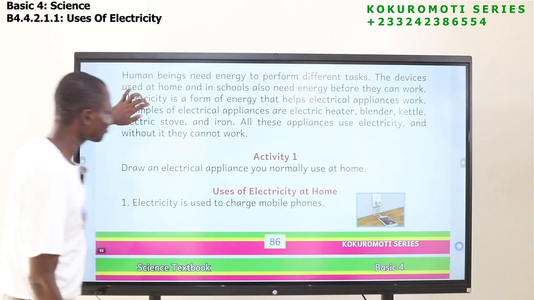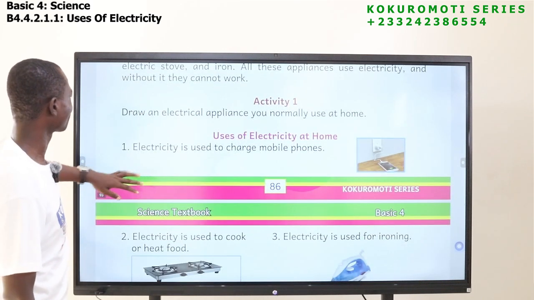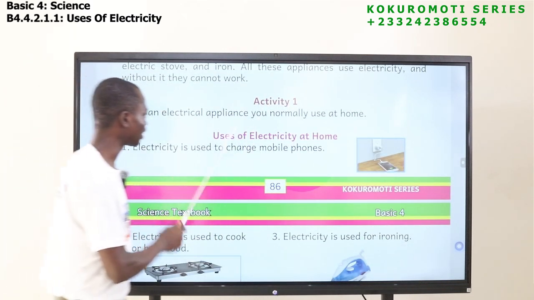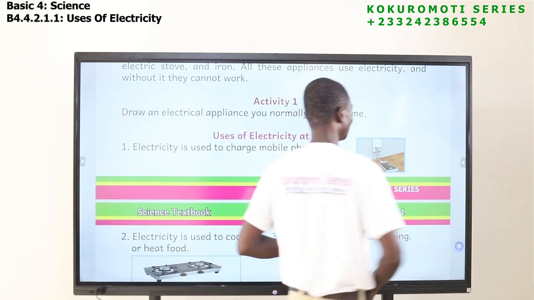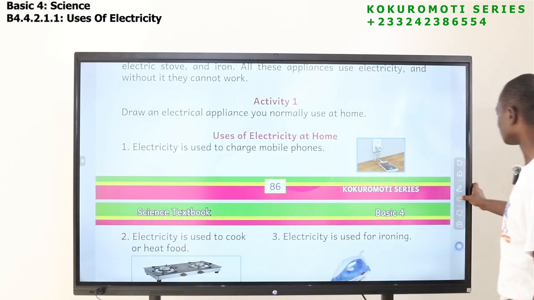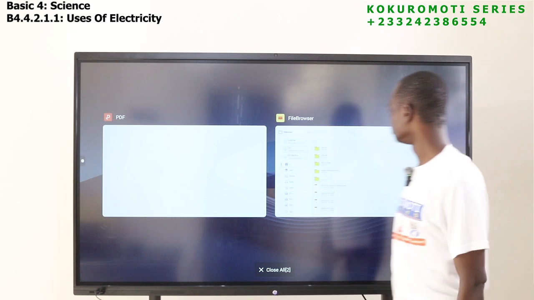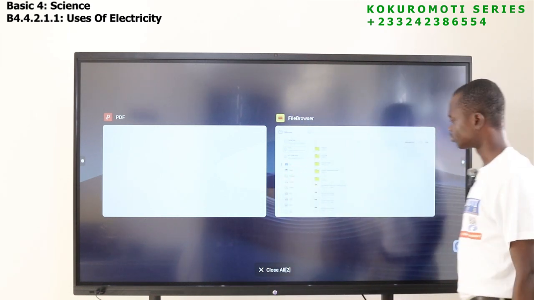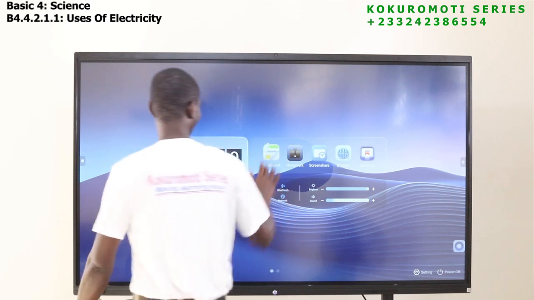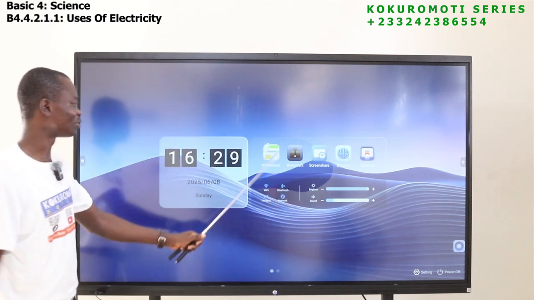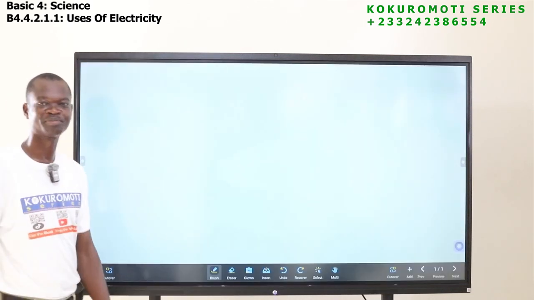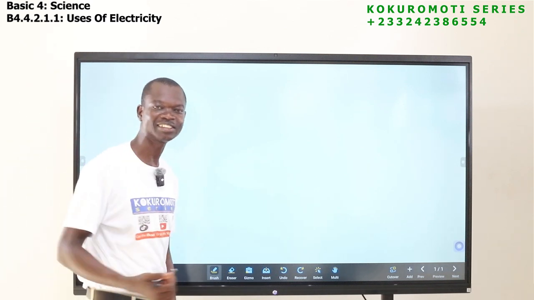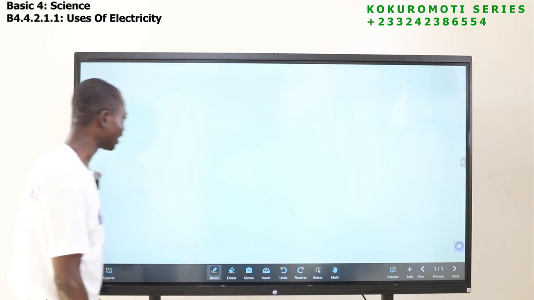Let's move on. Another activity. Activity 1, draw an electrical appliance you normally use at home. So let's draw one electrical appliance that you use at home. What electrical appliance do you use at home? I want us to draw. Today we have to draw. Tell me, what electrical appliance do you use at home? Mobile phone, iron, kettle, iron. So we should draw iron, eh?